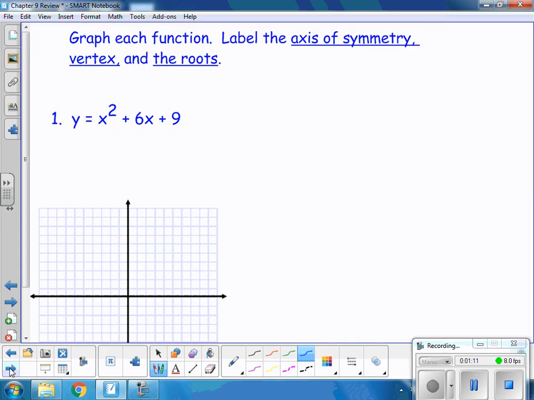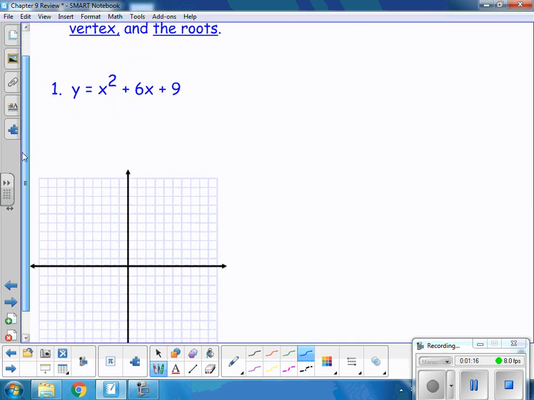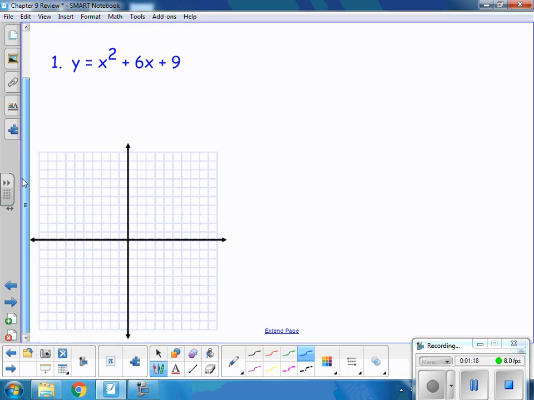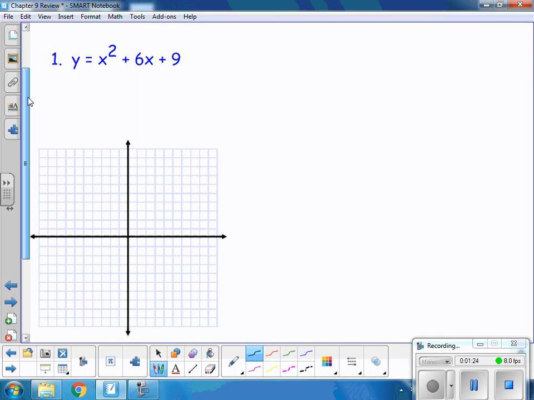We're going to go ahead and try that out on this one. So we're going to graph, label the axis of symmetry, the vertex, and the roots, which is also called the solutions of the equation. All right, let's see what we got here. Here's our equation. Now I can see that my a term is positive, so that tells me that this is going to point upward. This is an upward one. I'm going to go ahead and find my axis of symmetry.